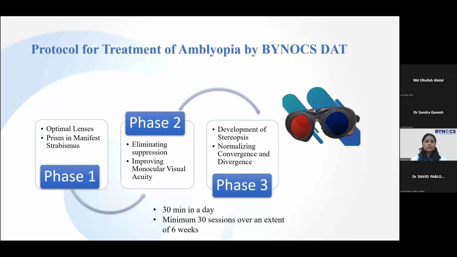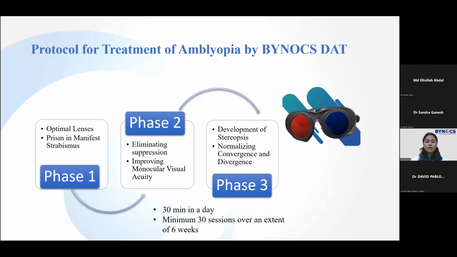Now, in phase 2, where the patient is being prescribed BYNOCS dichoptic therapy, we give them dichoptic exercises to first eliminate the suppression, which will help in improving their visual acuity. Once the visual acuity is improved, you give them activities which help in developing the stereopsis.